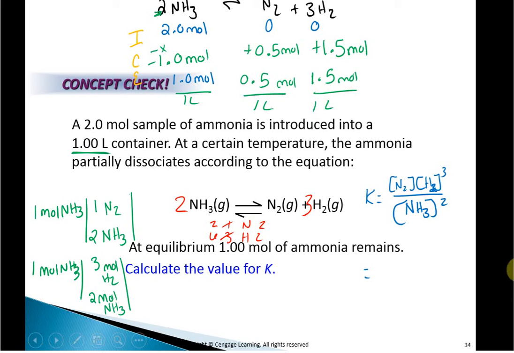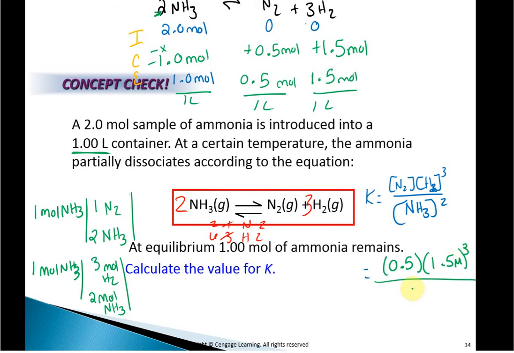So at this point, we can now plug in to our K value. Actually, let's do it in the right order. For N2, we have 0.5 molar. For H2, we have 1.5 molar, but it's now going to be cubed because of this 3. And all of that is going to be over 1 molar squared because of the ammonia being squared.